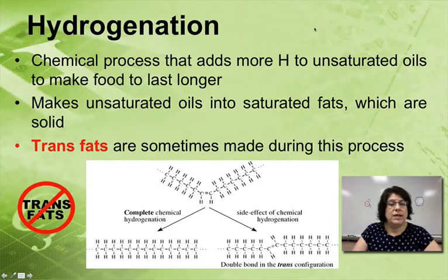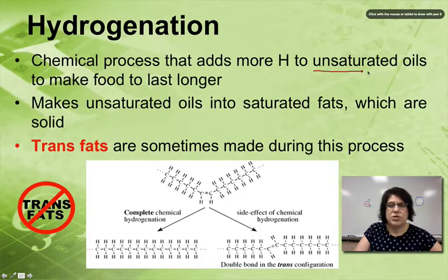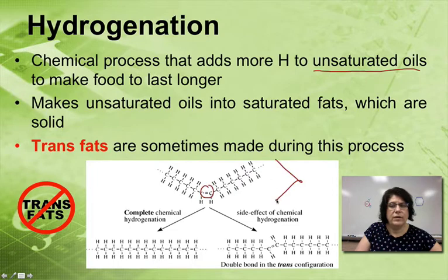Hydrogenation is a process that people have invented to try to take unsaturated oils, there it is right there, unsaturated oils. So we're looking at these ones that are kinked with a double bond in them. This is an unsaturated oil right here. And these tend to spoil. So what people figured out that they wanted to try to do is make food last longer. And to do that, they needed to change these oils into fats.